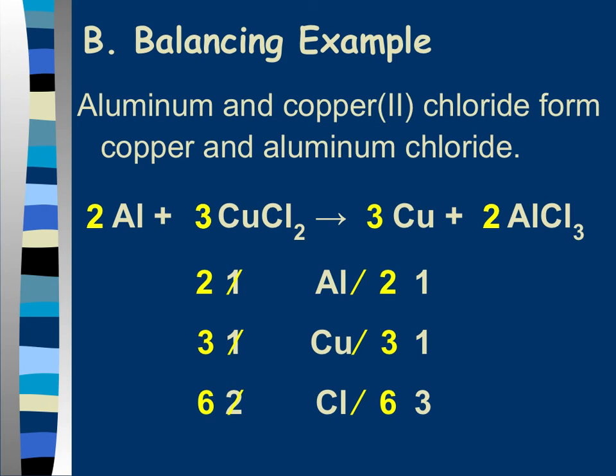But notice they did the same thing. They put how many they originally had. As they added their coefficients, they changed their totals here. And then they checked to make sure they have 2 aluminum on this side, 2 aluminum on this side, 3 copper on this side, 3 copper on this side, 6 chlorine on this side, because it's 3 times 2, so that's 6 chlorine here, equals 6 on this side. 2 times 3 equals 6 chlorine there. And that's how that works out.